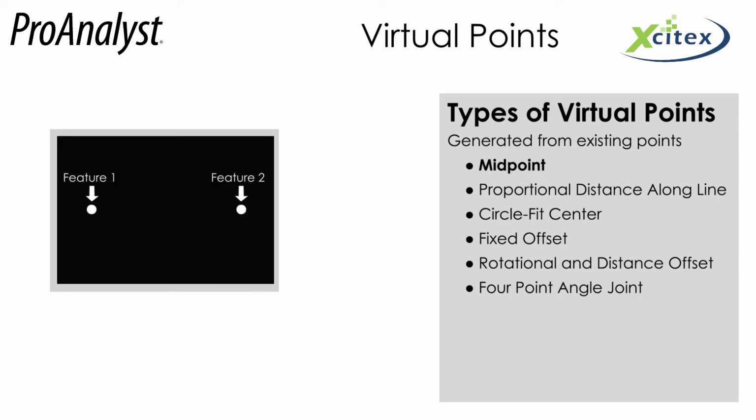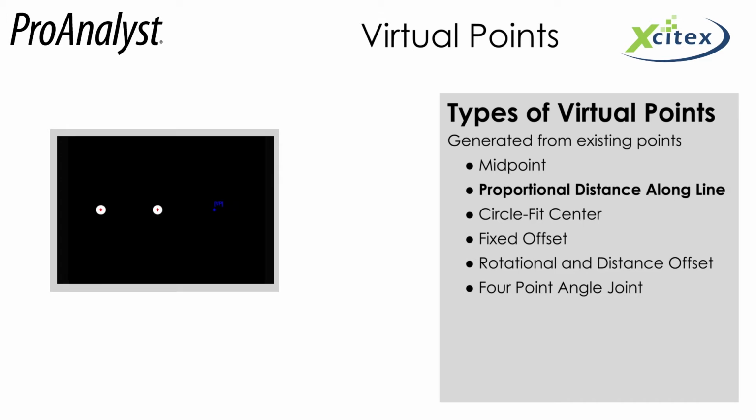Midpoint. This defines a virtual point as the midpoint between two other features. Proportional distance along line. This defines a virtual point as continuing along the line at a proportional rate, with a value of 0 representing the first point, a value of 1 representing the second point, and a value of 2 representing a point twice as far.